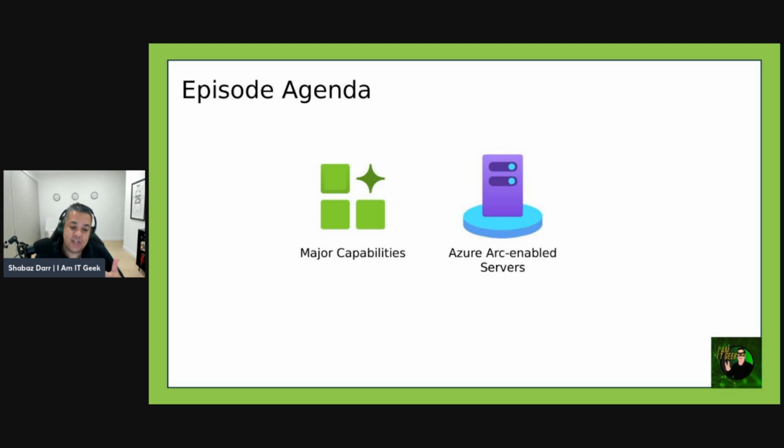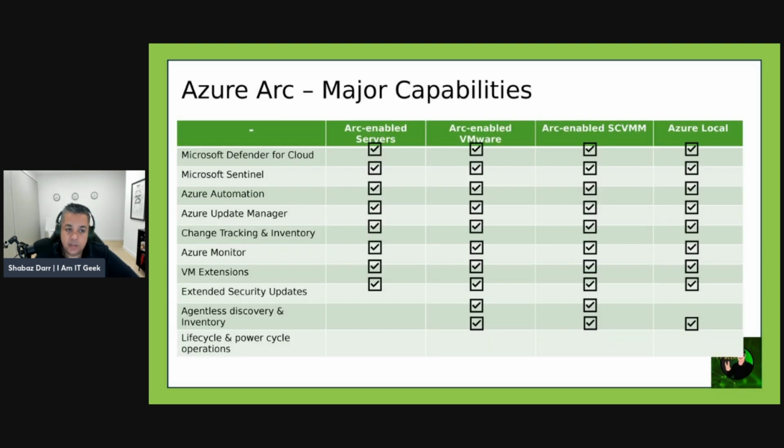So there's several ways you can connect your existing Windows and Linux VMs with Azure Arc. We're going to be looking at those as we go along. In this episode, we're going to look at the major capabilities and the Azure Arc enabled servers. And each of these services extends the Azure control plane to your existing infrastructure, enables you to use those Azure security, governance, compliance, management capabilities that we talked about in the overview in the last episode. So let's look at some of those major capabilities now.